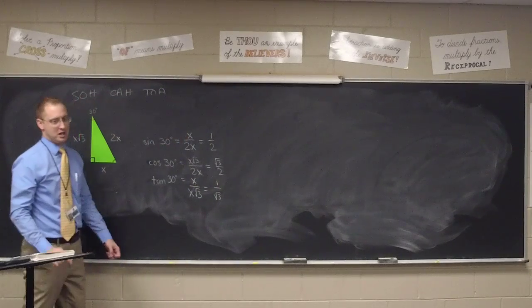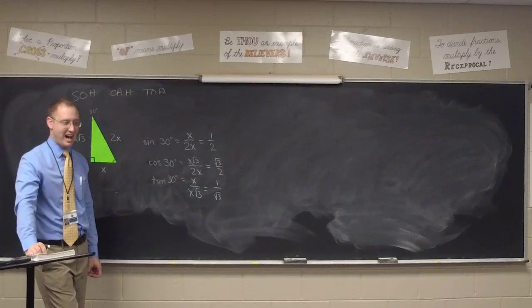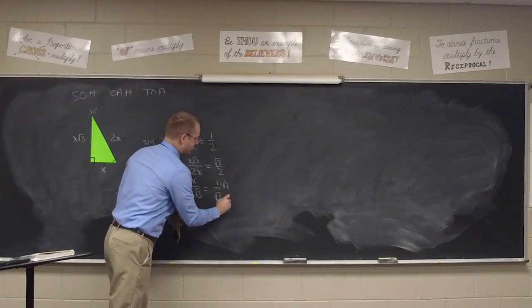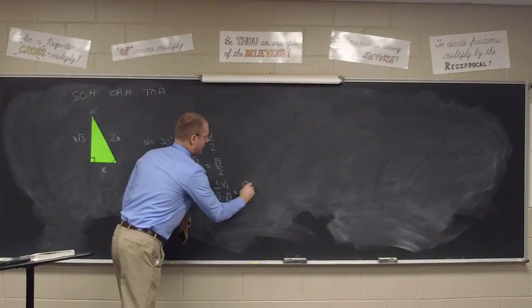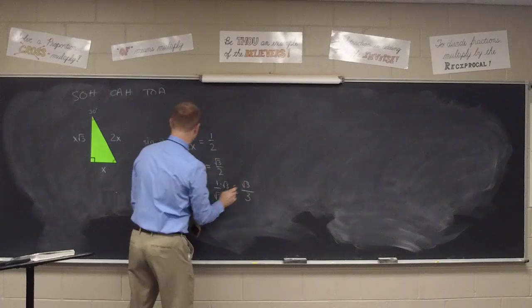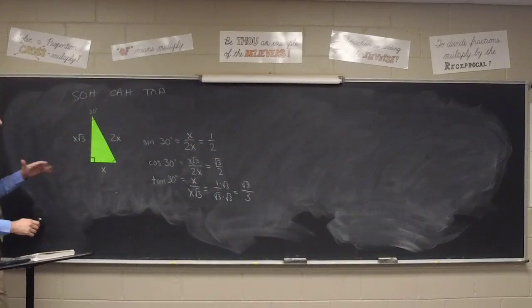Uh-oh. Think back to your algebra days. You are not allowed to have a radical denominator. So we multiply the square root of 3 top and bottom by the square root of 3 to get the square root of 3 over 3, since the square root of 9 is 3. And that's the sine of 30, the cosine of 30, the tangent of 30.